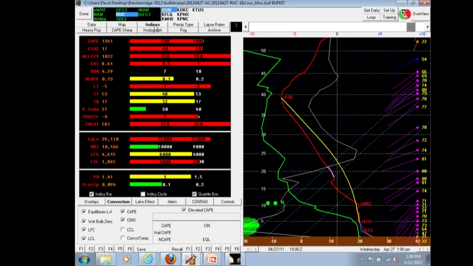So let's see what the indices look like. Okay, lots of reds, and wet bulb 0 is a little bit high. LCL is red in this case, you notice that? Right there, it's extremely low LCL, less than 2,000 feet. And so forth, so it's pretty dramatic.